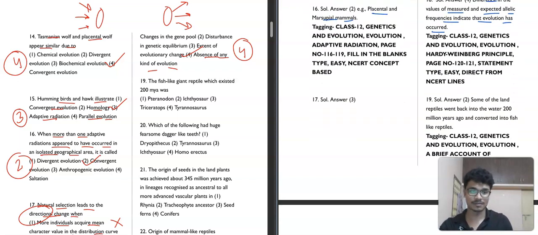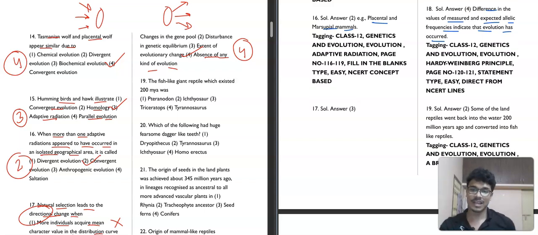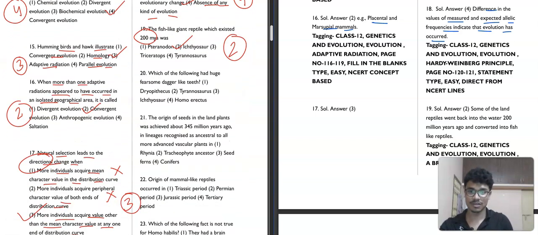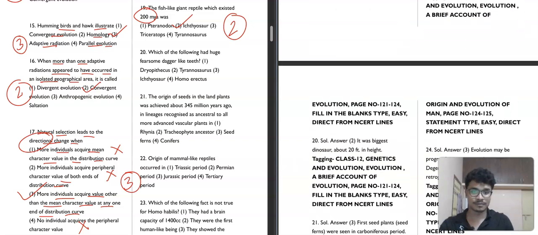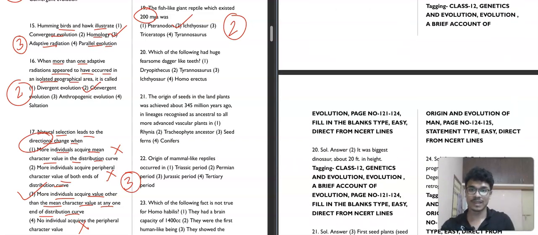Then question number 19. It is saying that a fish-like giant reptile which existed 200 million years ago was Ichthyosaurus. Just like that we have solved one question. The second option will be your correct answer. Then question number 20. It is saying which of the following had huge fearsome dagger-like teeth. You know that this must be a dinosaur. Now which dinosaur? Dryopithecus is like an ancestor of human. Then Tyrannosaurus. Tyrannosaurus is the correct answer. It is also called T-Rex. Ichthyosaurus and Homo erectus are not correct. So, the second option will be your correct answer for this question.